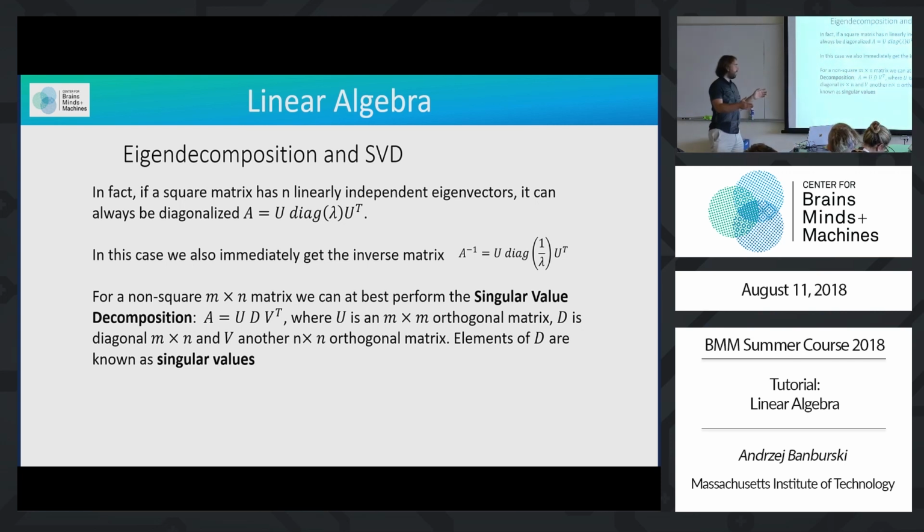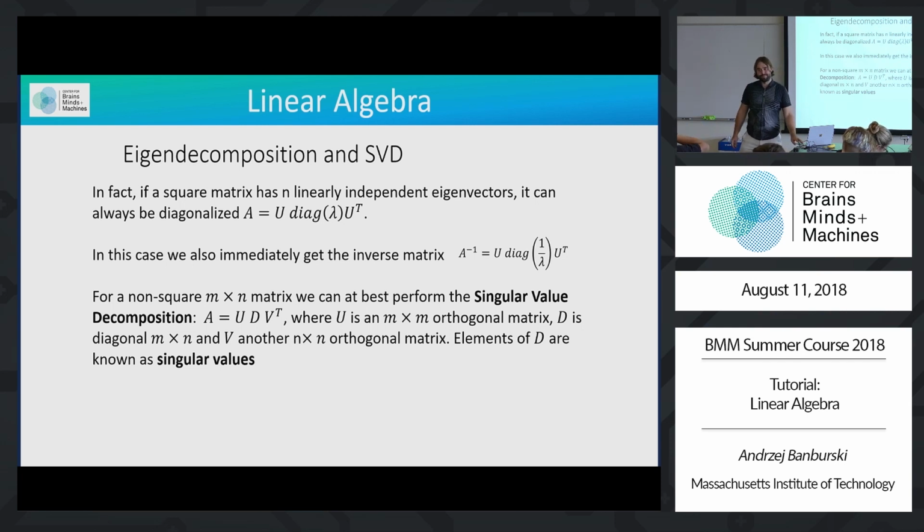U and V are orthogonal matrices, but they're of different size. U is m by m, V is n by n, and D is a diagonal matrix, but it's a non-square diagonal matrix. So some of the entries are going to be 0. And the entries of D are not eigenvalues, they're known as singular values.